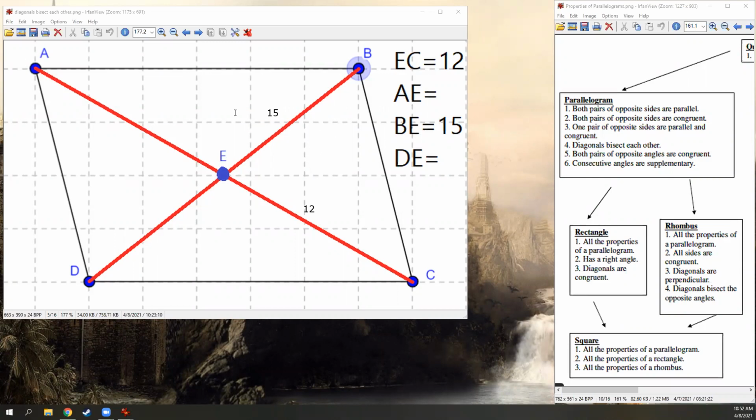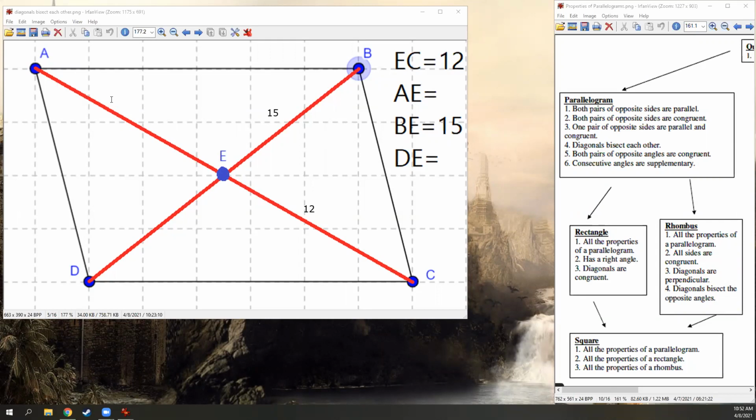Well, this is a parallelogram, right? And these are the diagonals. And in a normal parallelogram, there's only one property that deals with diagonals: that they bisect each other. They cut each other in half. So if EC is 12, what's AE? What's the other half? Same with BE and DE, right? If BE is 15, what's the other half?